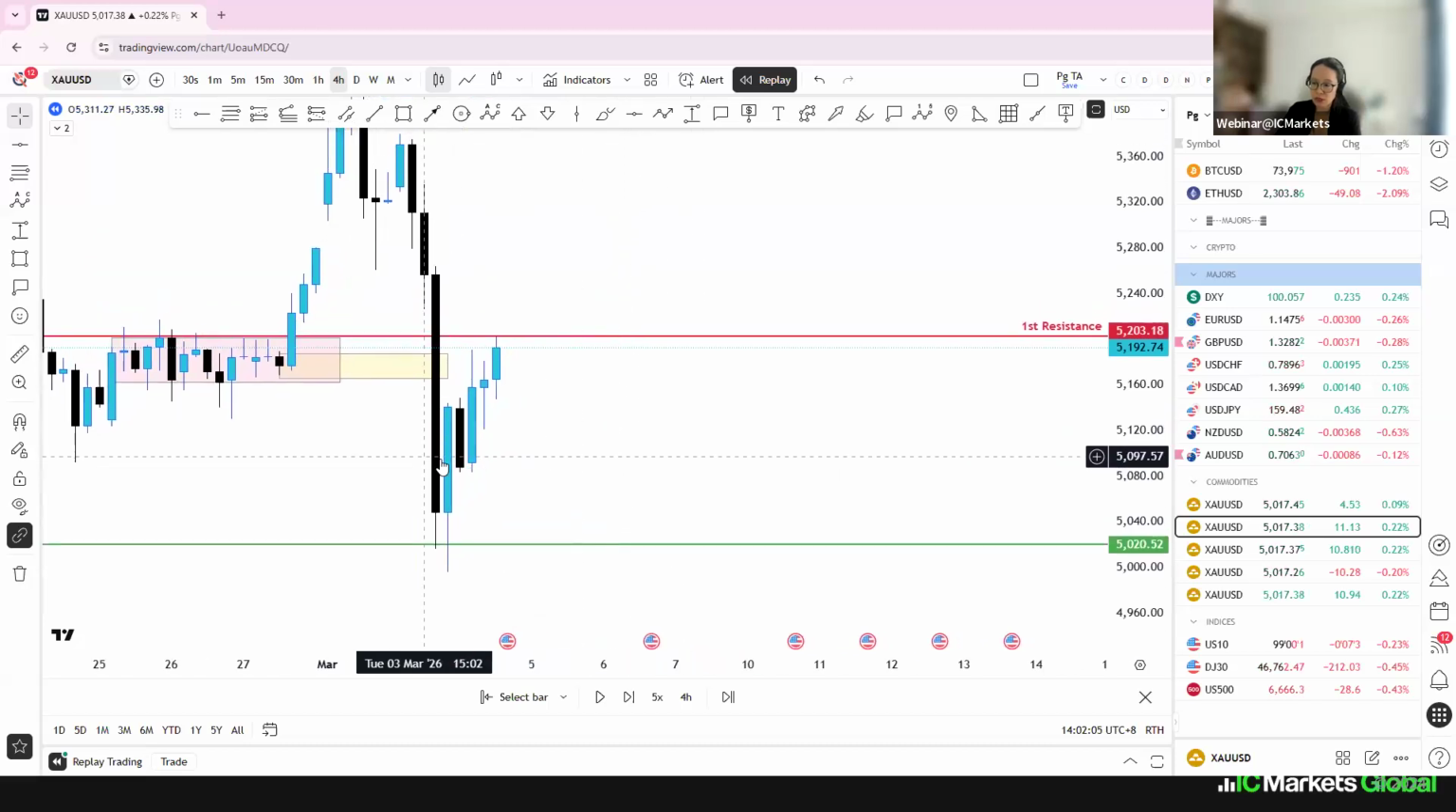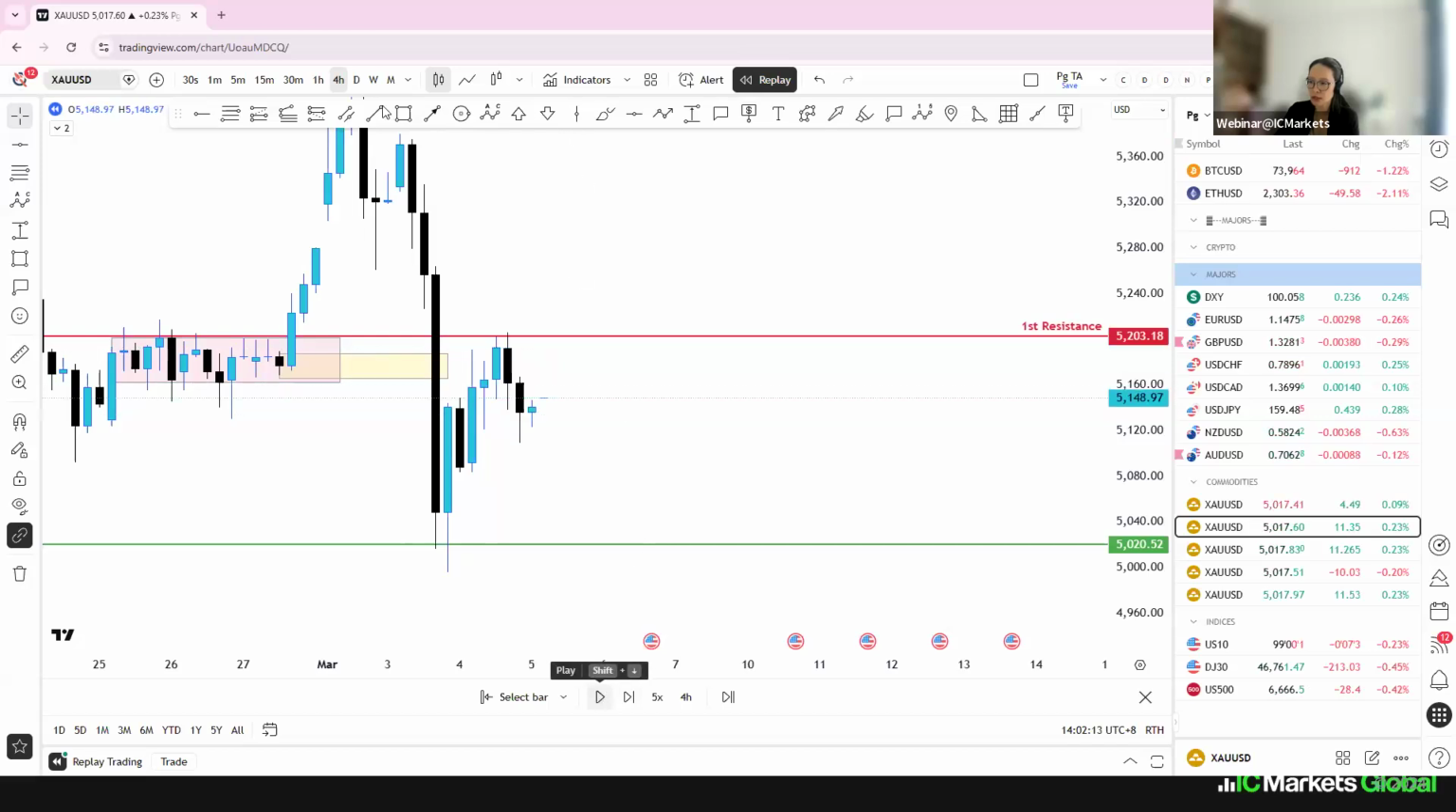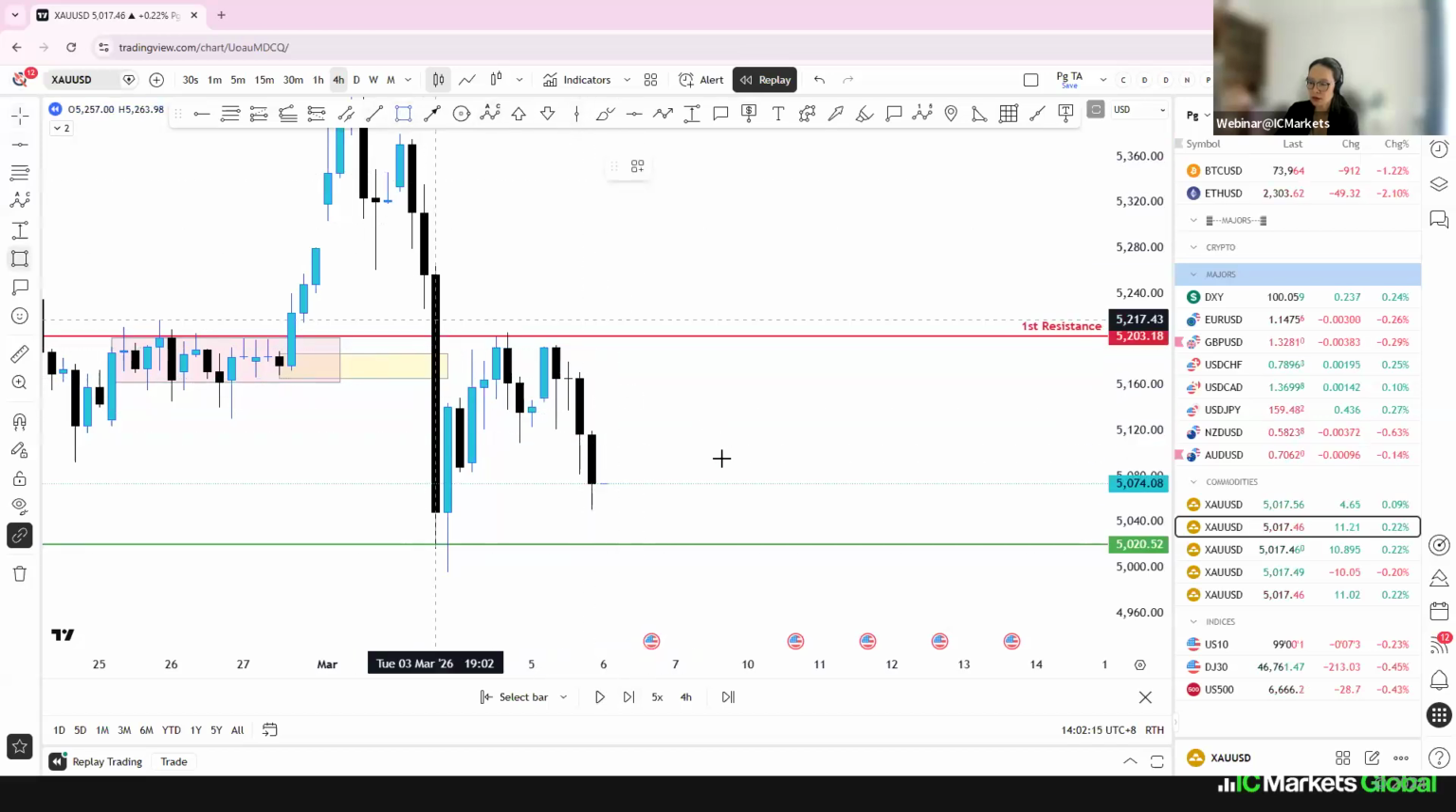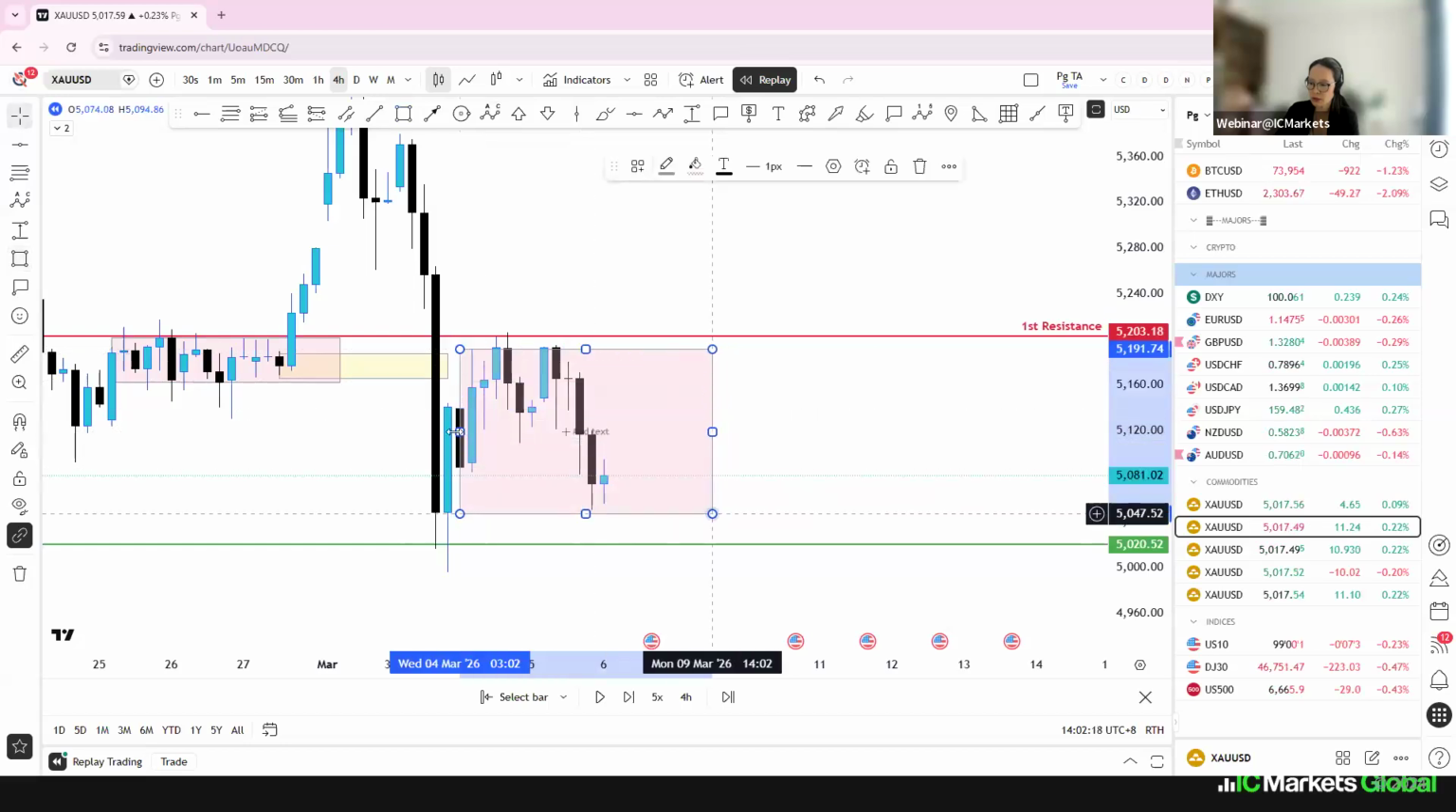You can see this is the candle. Okay. And after that, price was ranging, right? Boom, boom, boom. Okay. Then I mark out the body and the wick.